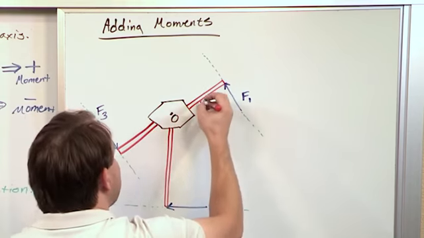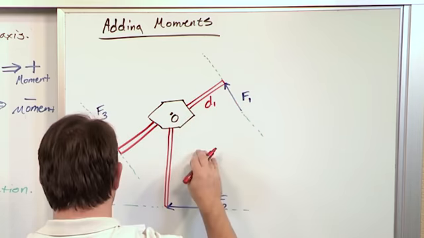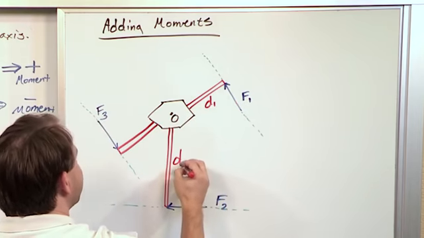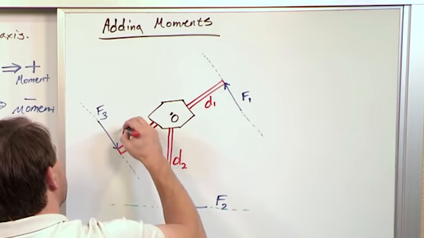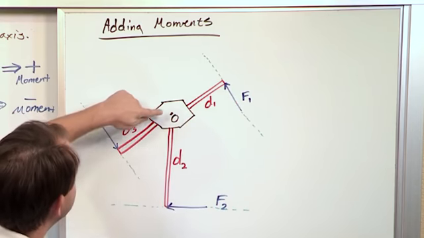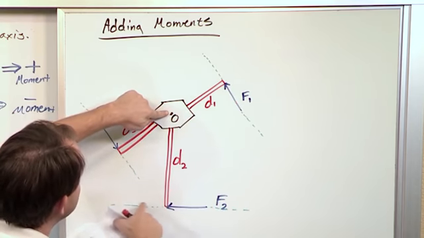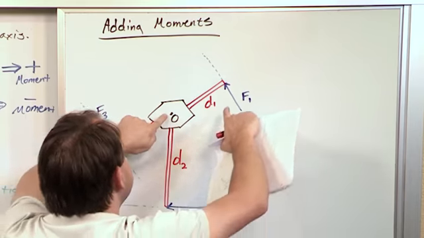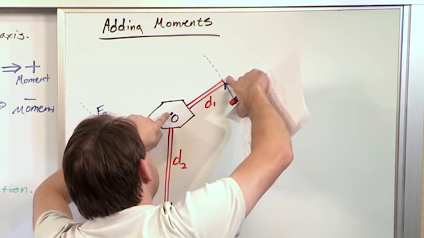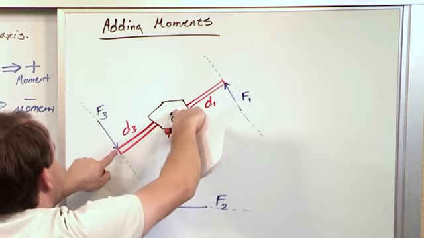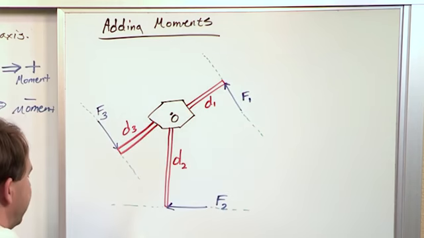So this guy has a moment arm that we're going to call d sub 1. This guy has a moment arm called d sub 2, and this guy has a moment arm called d sub 3. And the moment arm is measured from the axis of rotation to the line of action here, from the axis of rotation to the line of action here, and from the axis of rotation to the line of action there.